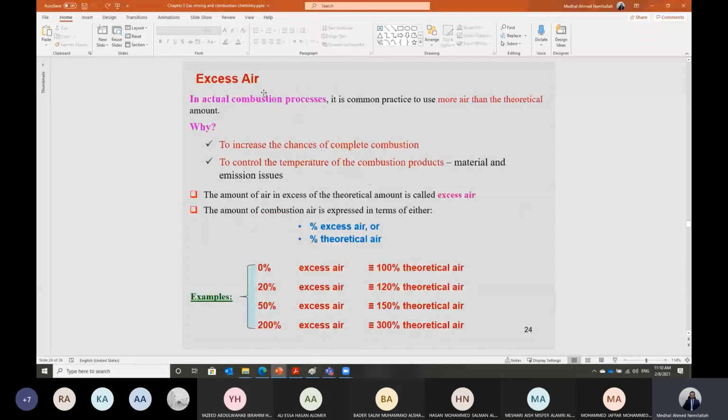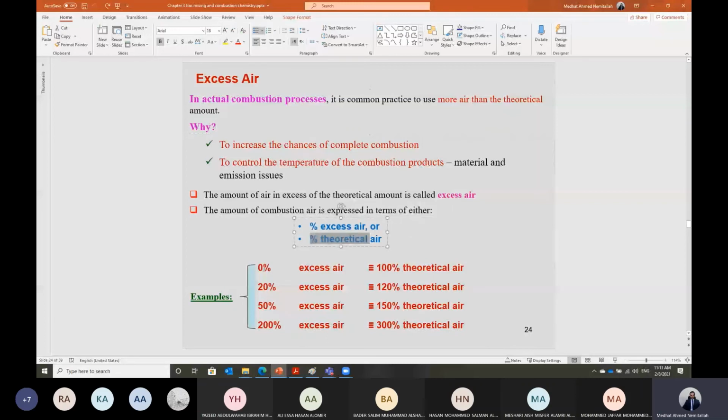Usually, Shabab, as I told you, the excess air factor. Usually we have excess air in order to make sure that the combustion is complete, and in order to control the combustion temperature. We have to lower the temperature of the product or the exhaust gases, and in this case we have to add more air for the combustion. We express the excess air factor in terms of excess air or theoretical air.